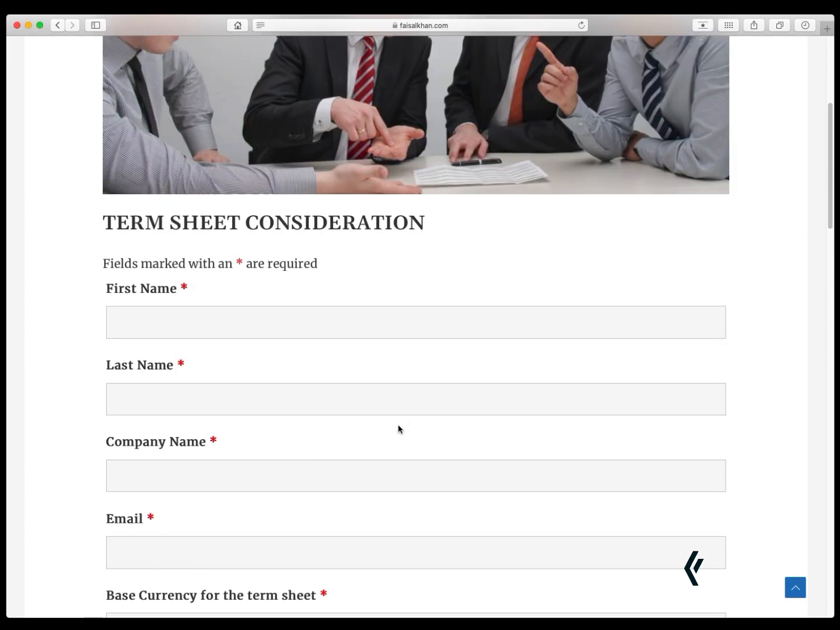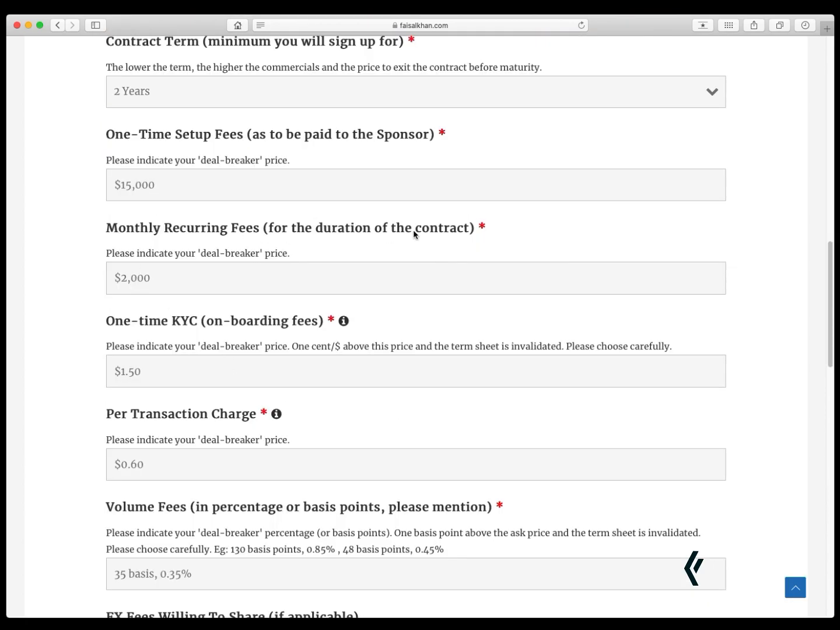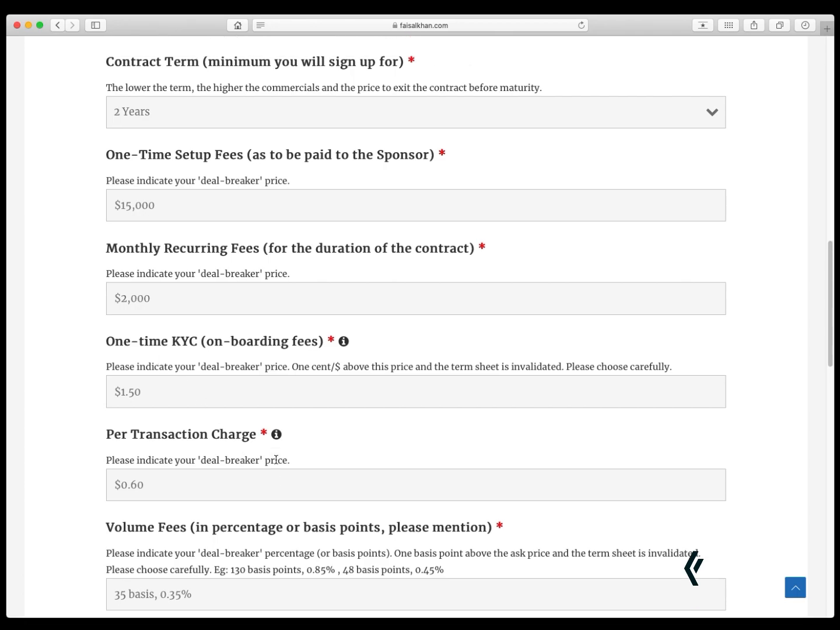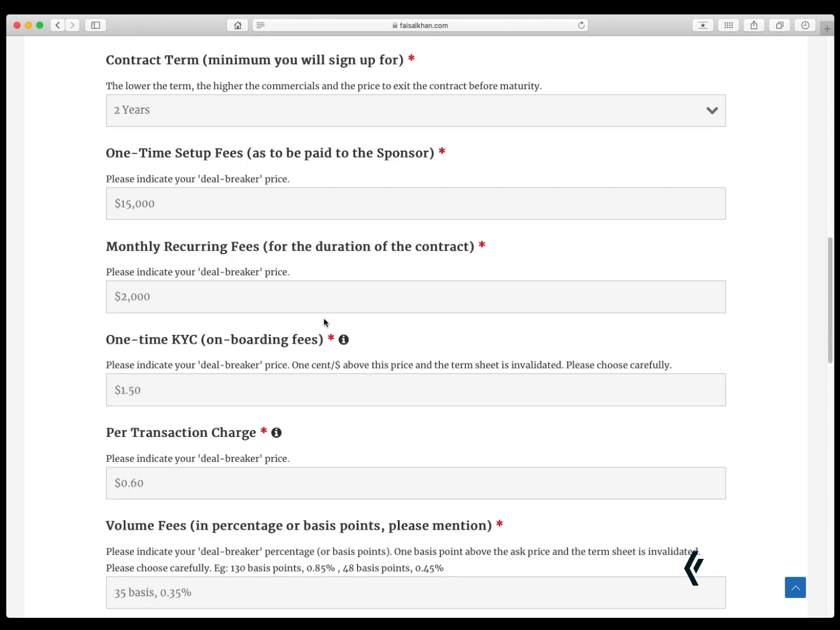What will happen is your broker will take your term sheet and be able to tell right off the bat if there's someone that they can find for you or not, if your term sheet is ridiculous or not, if your term sheet considerations are within acceptable market standards or not. If something is out, they will probably pick up the phone and call you and say, hey, listen, the monthly recurring fee was way out of whack. The one-time KYC was too low. The base currency for the term sheet was incorrect. Take it to dollars. Whatever it is, they'll give you some advice, and you may be submitting this term sheet again.